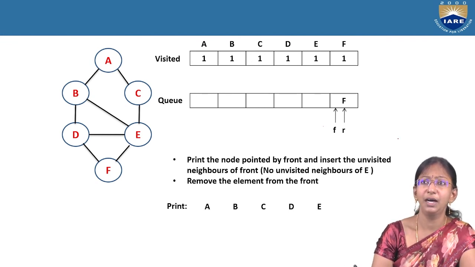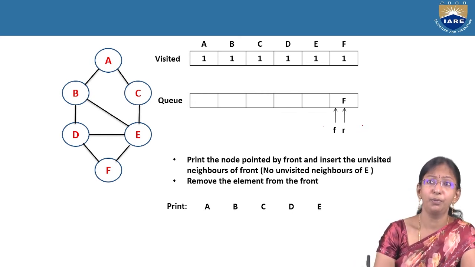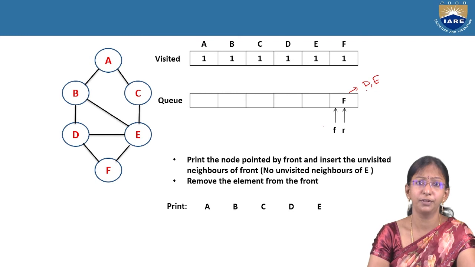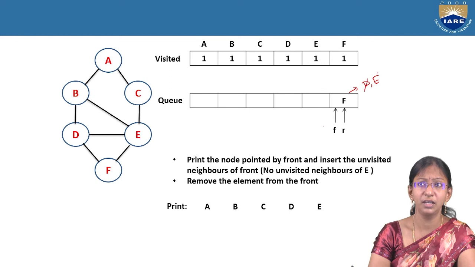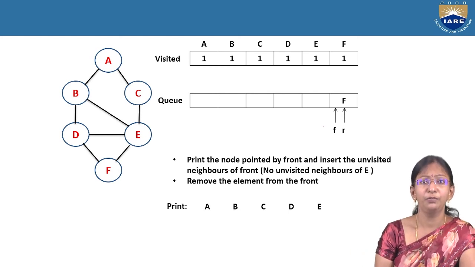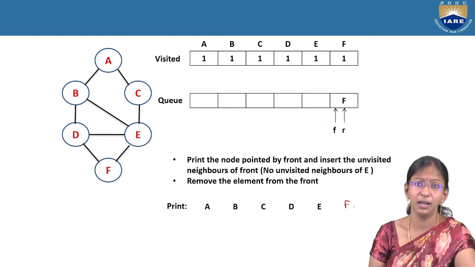Yes, here we are at F, right? So the front and rear both are pointing to F. Then who are all the neighbors of F? D and E are the neighbors of F. Then who are the unvisited neighbors of F? D is visited as well as E is visited. I'm very, very sorry. No unvisited neighbor is left for F. I am forced to remove it. So before removing, I have to print the element pointed by the front, which is F.